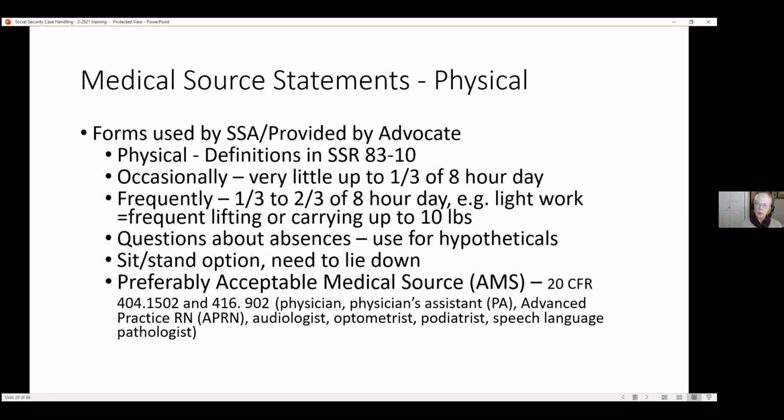So one of the things you can do to get additional evidence is to send a medical source statement. The medical source statement is going to deal with people's limitations. The language that we use to describe whether a job is sedentary, light, medium, or heavy, those definitions are contained in SSR 83-10. Occasionally means very little or up to a third of an 8-hour day. Frequently means a third to two-thirds of an 8-hour day.